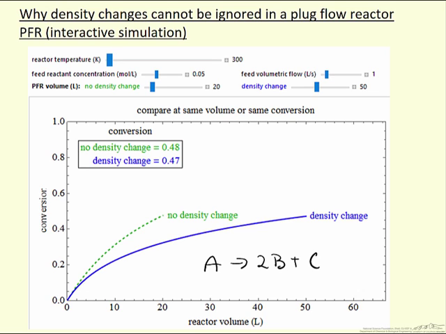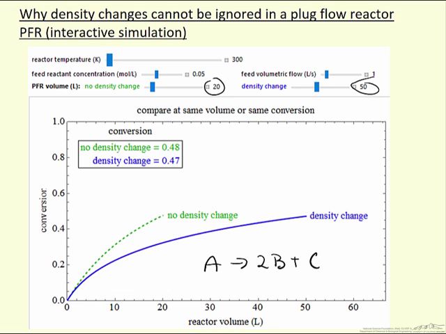And so, for example, I'm showing here, you can see at essentially the same conversion, about 48%, the reactor volume is 20. So it's the value we can read up here. That's what we have control over. The reactor volume is 20 if we ignore the density change, and it's a much larger reactor if we take into account the density change, which is important to take into account.